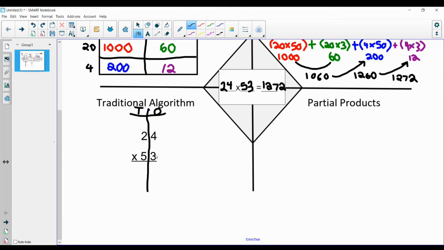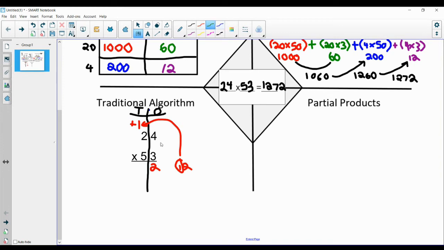First, I'm going to take a look at my 1s and my 1s. 3 times 4 is equal to 12. I can't have 12 in my 1's place value. I can only have up to 9. So I'm going to take 1 ten, and I'm going to regroup that over to my 10's place value. It's now an extra. I don't multiply this. This is just an extra 10. I'm left with 2 1s.